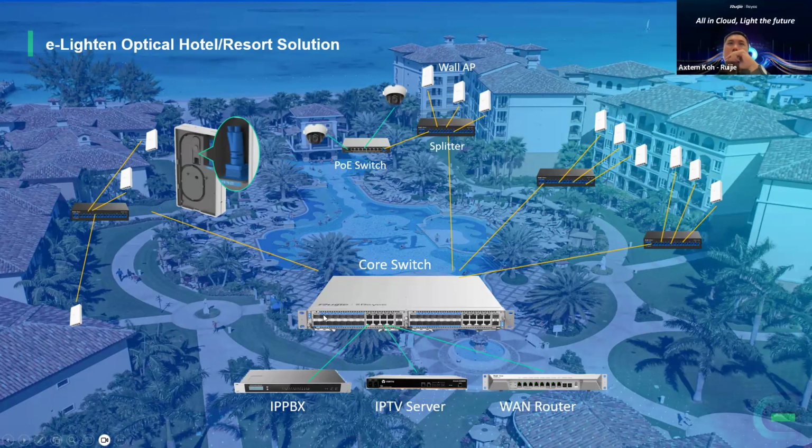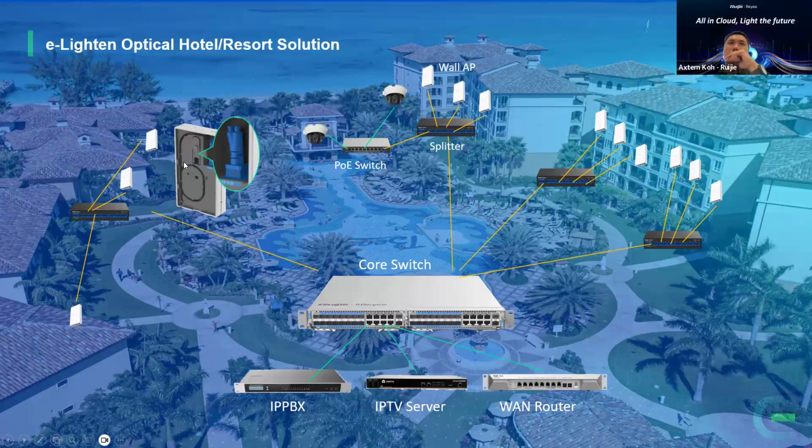With the PON port itself, you can easily connect a single core of fiber to the splitter. This is the splitter. After the splitter, with the single core of fiber, the splitter can be split for AP 1, AP 2, AP 3.